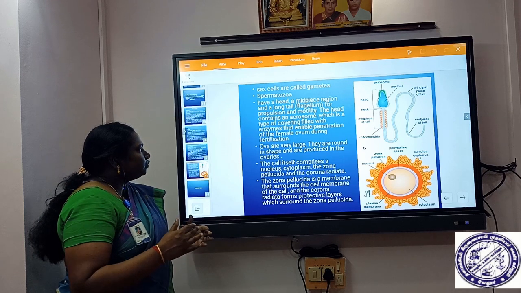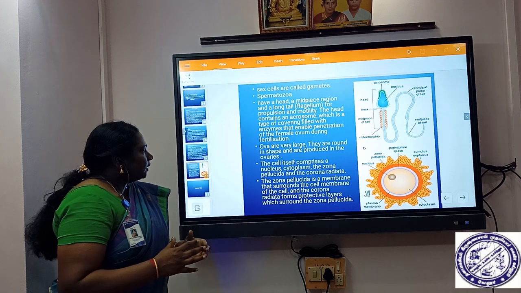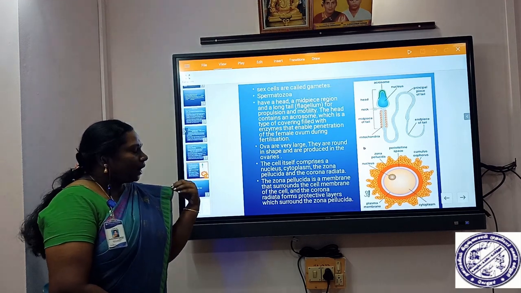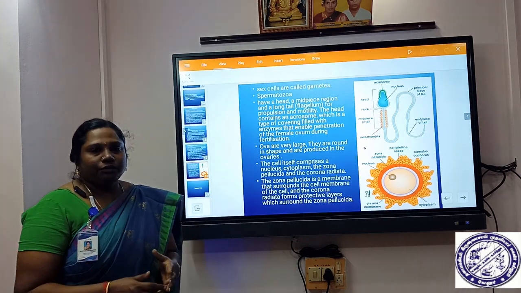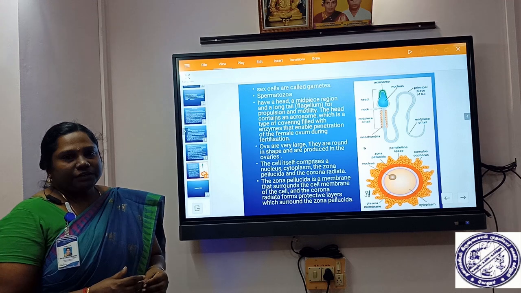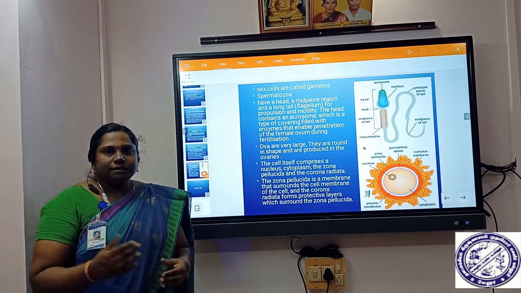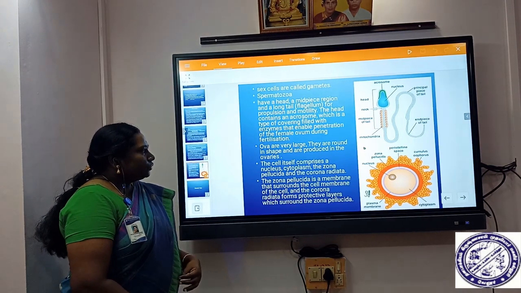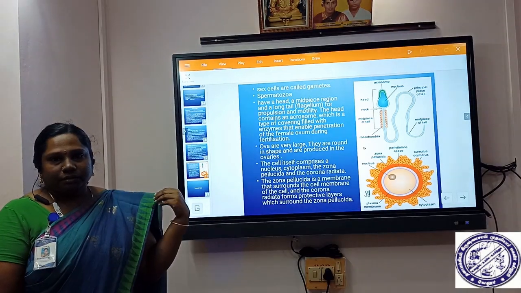And then coming to the ova, the female gamete, they are large in size and they are produced by the ovaries. They have a nucleus and cytoplasm. The cytoplasm is surrounded by a plasma membrane, which in turn is surrounded by the zona pellucida, and this is surrounded by a protective layer called the corona radiata. So these are the types of cells present in a human body. Thank you.